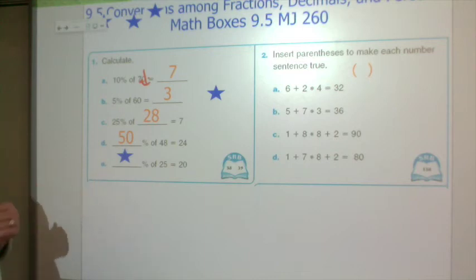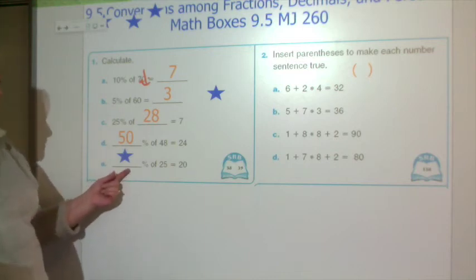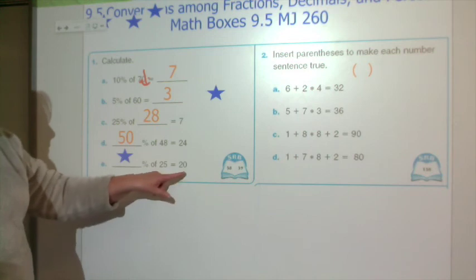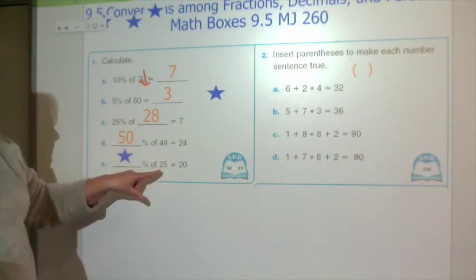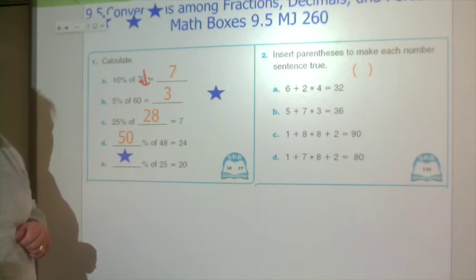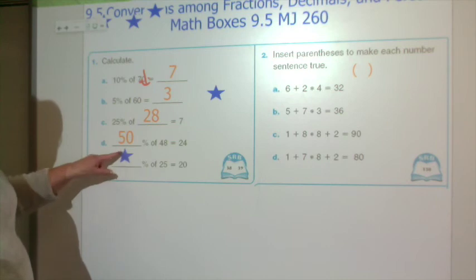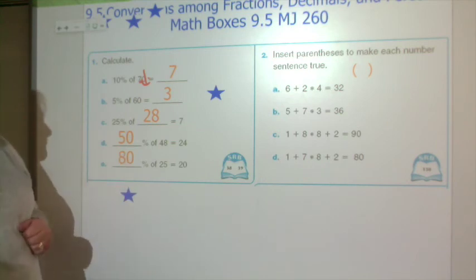Okay, and then do this one on your calculator. This is a little trickier. Hit the clear button. Do 20 divided by 25. 20 divided by 25. And you should get 80%.